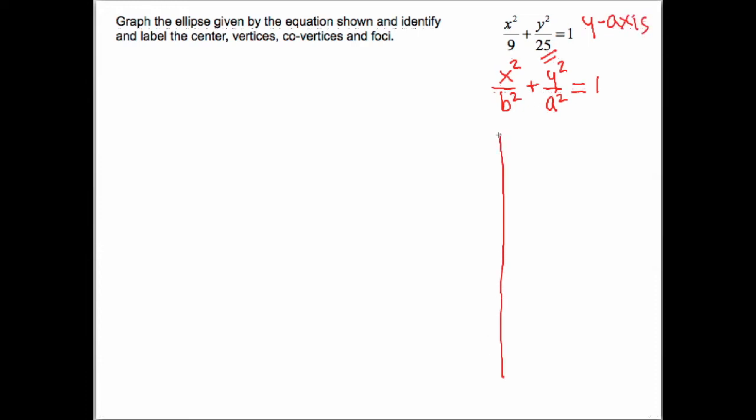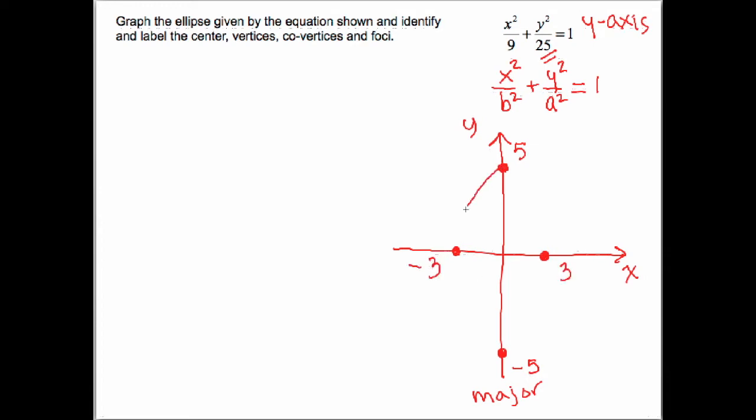So as I sketch my two axes, here is the y-axis, and here is the x-axis, I realize my major axis, which again is the y-axis. I'm going to identify the y-intercepts, and that's plus and minus the square root of 25, so that's plus and minus 5. So I'm going to go ahead and place a point here and here, and just label 5 and negative 5 along the y-axis. Along the x-axis, to find the x-intercepts, that would be plus and minus the square root of 9, or plus and minus 3. So I'll go ahead and put points approximating where that would be. So I have 3 and negative 3, and I'll try to draw the ellipse.